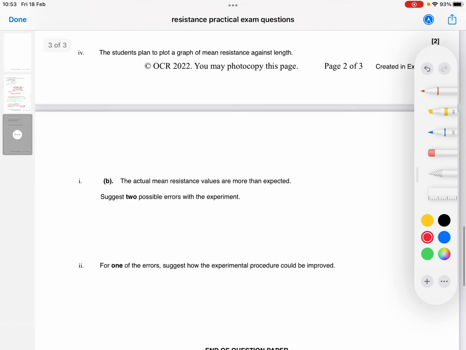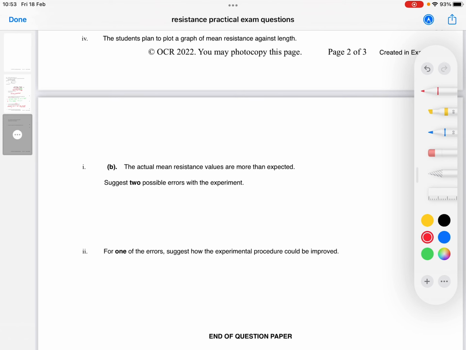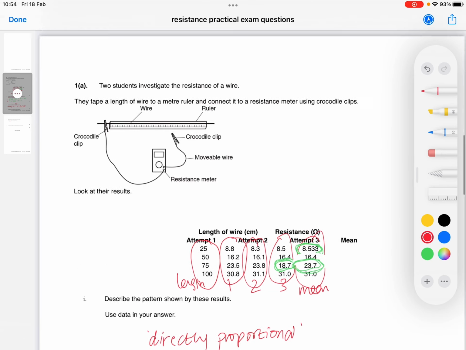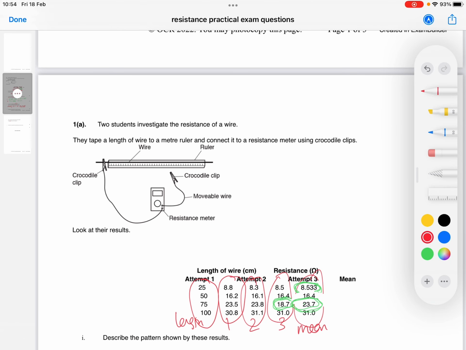All right, so the actual mean resistance values are more than expected. Suggest two possible errors with the experiment. So things that could possibly go wrong. Let's have a little look at the setup just so we can see. So resistance is more. What could cause more resistance?